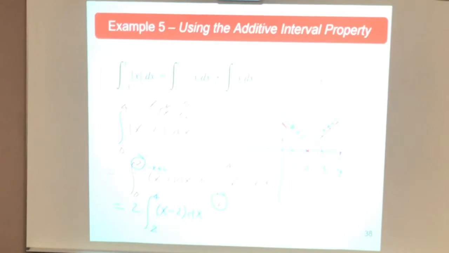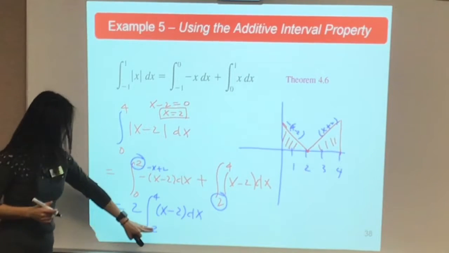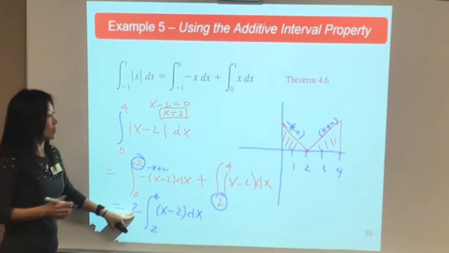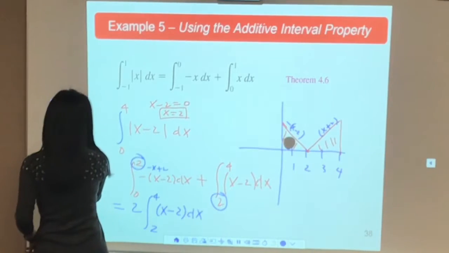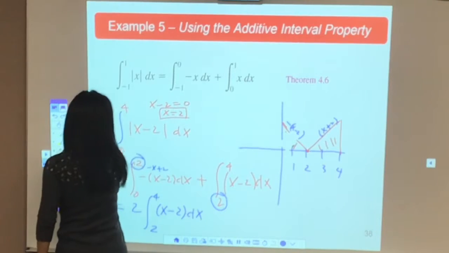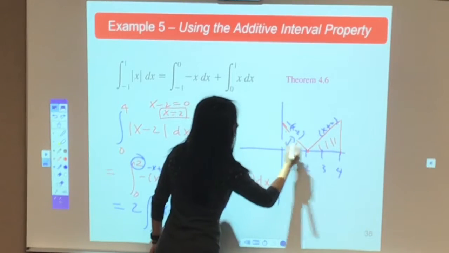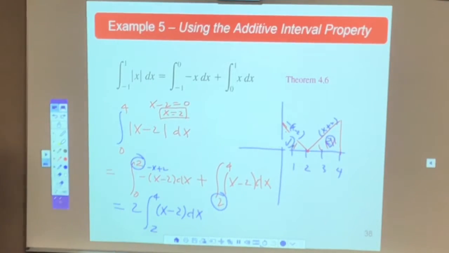Where did the 2 come from in the bottom one? She multiplied by 2. Just 2? Yeah, because I have how many? 1 area and then 2 areas, 2 of them. Is everybody good? All right.